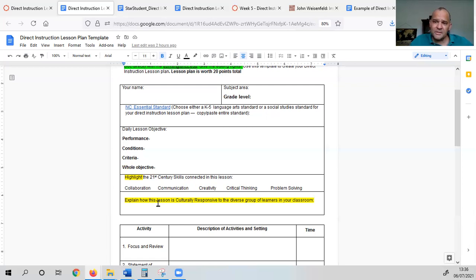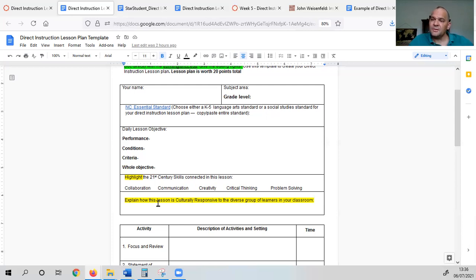Now, I'll have more information about cultural responsiveness in the upcoming modules, but it's really important to be thinking about ways to connect to the diversity in your classroom. One of the strongest ways to do that is to include diverse text that students actually see themselves in, the illustrations, or a diverse array of characters, settings, etc., that they can see themselves in the text.